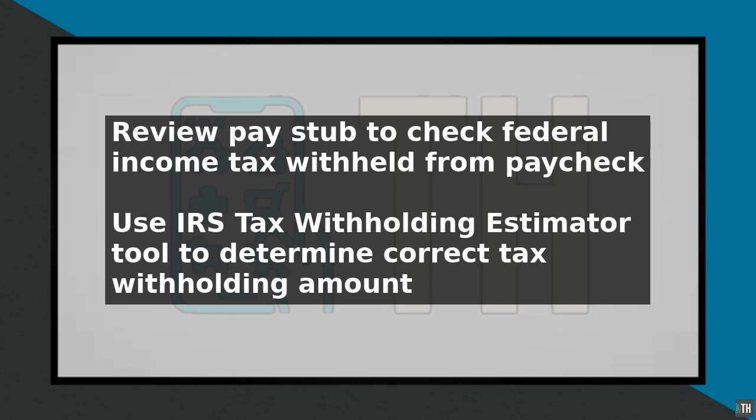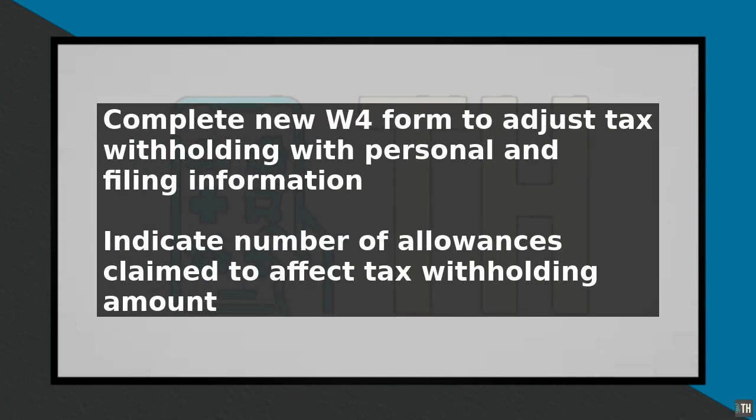When filling out the form, you will need to provide your personal information, filing status, and number of dependents. You will also need to indicate the number of allowances you are claiming, which will affect the amount of tax withheld. For example, if you are single and have no dependents, you may claim 1 allowance. If you are married and have 2 children, you may claim 3 allowances. The more allowances you claim, the less tax will be withheld from your paycheck.